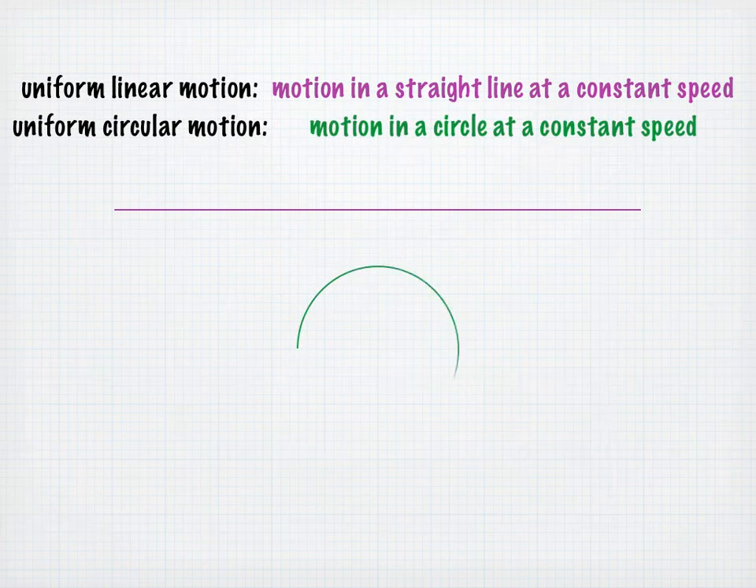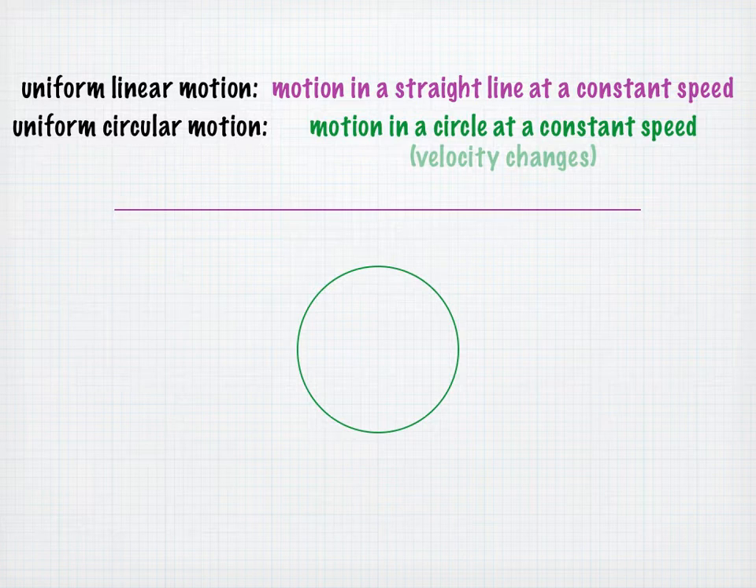Remember, velocity is a vector quantity with magnitude and direction. Since it's circular motion, the direction of motion is constantly changing, which means that velocity is not constant. But the speed, which is the magnitude of the velocity, does stay constant.